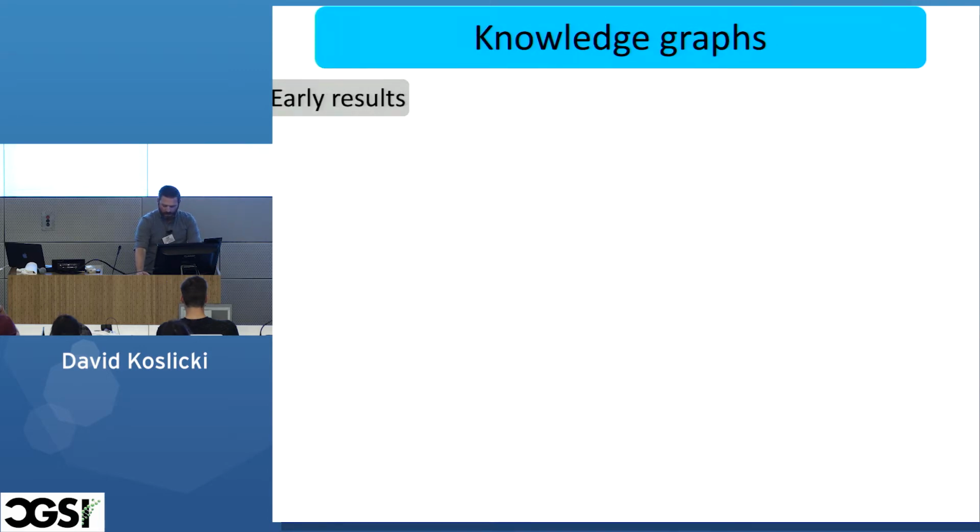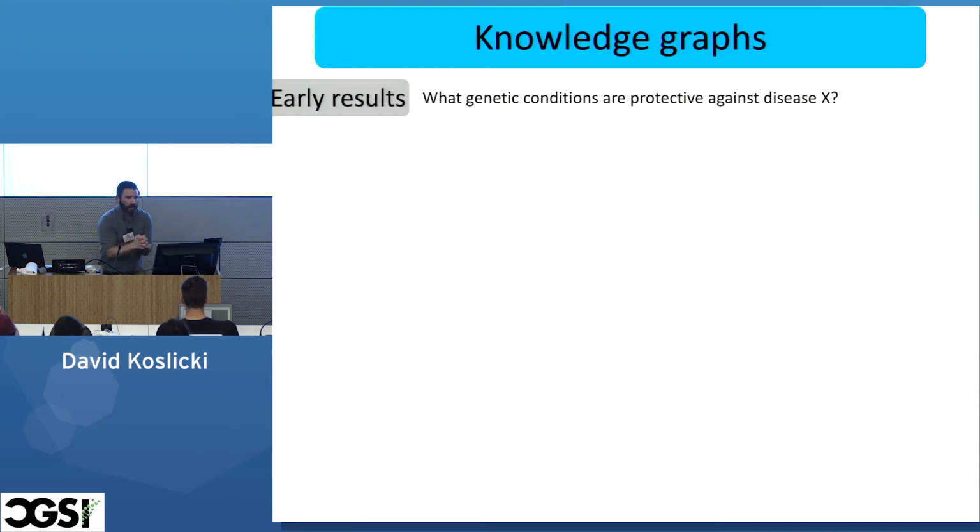Okay, so what about some early results? Let's see if we can't ask this an interesting question. So here's a question. Let's figure out what genetic conditions are protective against a disease. So usually genetic conditions cause diseases, right? But it could be the case that a particular genetic condition makes it such that it's less likely for you to get some other disease.